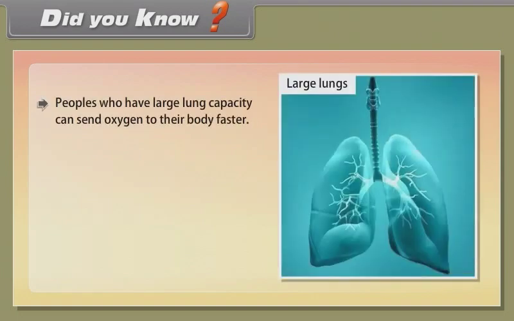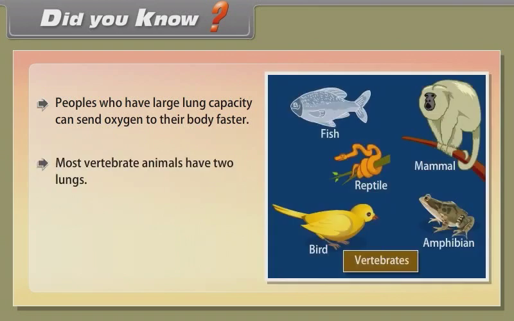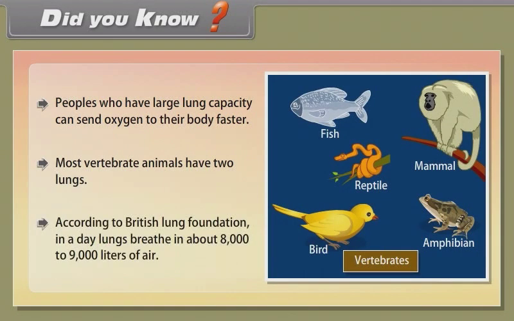Did you know? People who have large lung capacity can send oxygen to their body faster. Most vertebrate animals have two lungs. According to British Lung Foundation, in a day, the lung breathes in about 8,000 to 9,000 liters of air.